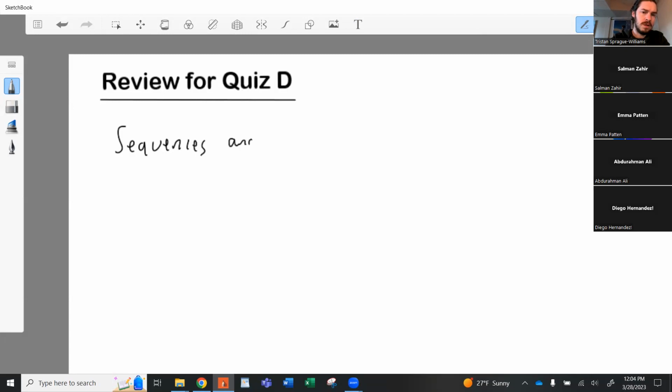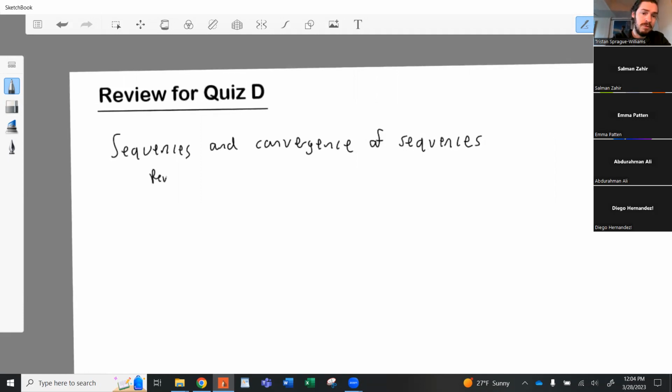Sequences and convergence of sequences. This is one of the first things we study, just what is a sequence and what does it mean for a sequence to converge. We reviewed limits and limit tools, right? And techniques. Things like L'Hopital's rule and such. Squeeze theorem is one that came up.